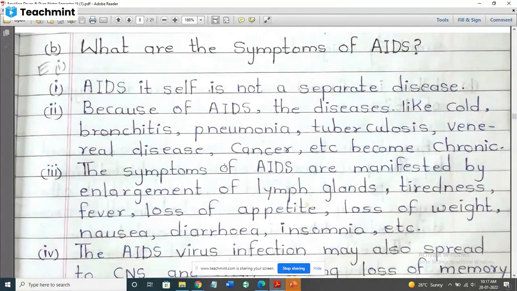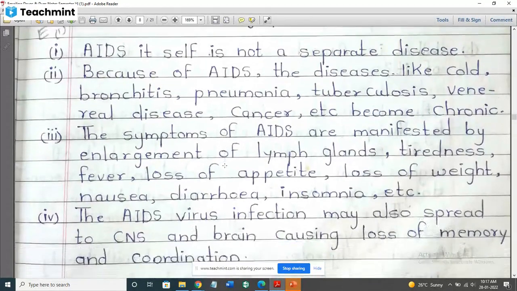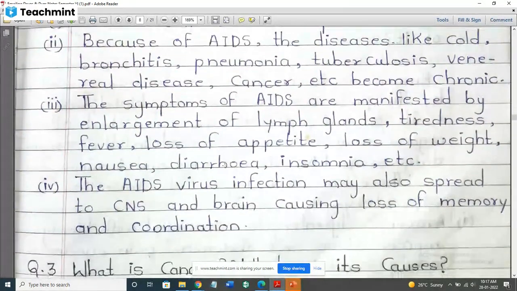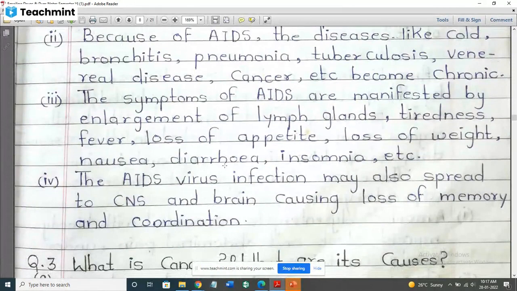So it becomes chronic in this case due to having low resistance power or zero immunity. Symptoms of AIDS are manifested by enlargement of the lymph glands, tiredness, continuous fever, loss of appetite, loss of weight, nausea, diarrhea, insomnia. These are the important symptoms of AIDS.